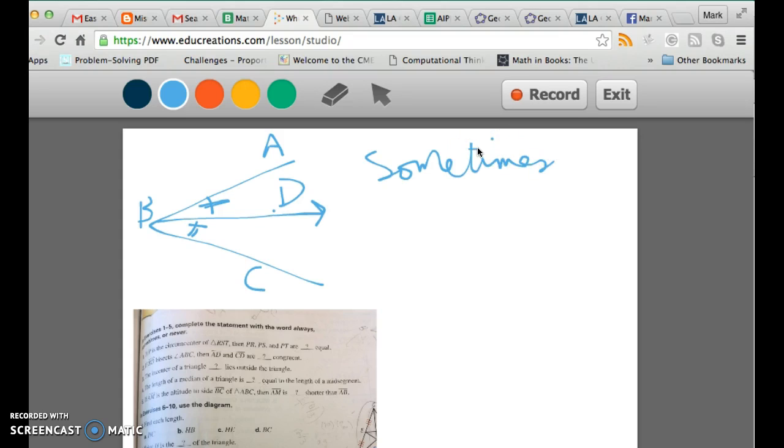Number three, the incenter of a triangle blank lies outside the triangle. Remember, the incenter is the center of the circle that you can inscribe inside the triangle, which means it's always inside, which means it's never outside. The incenter is never outside the triangle.